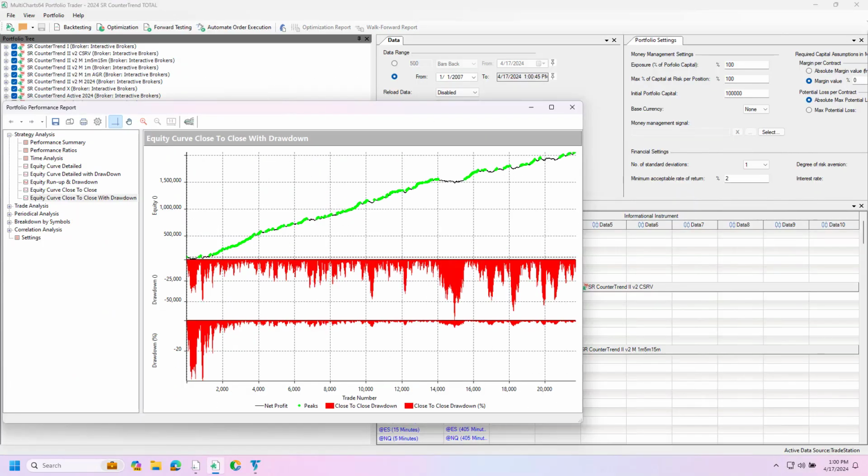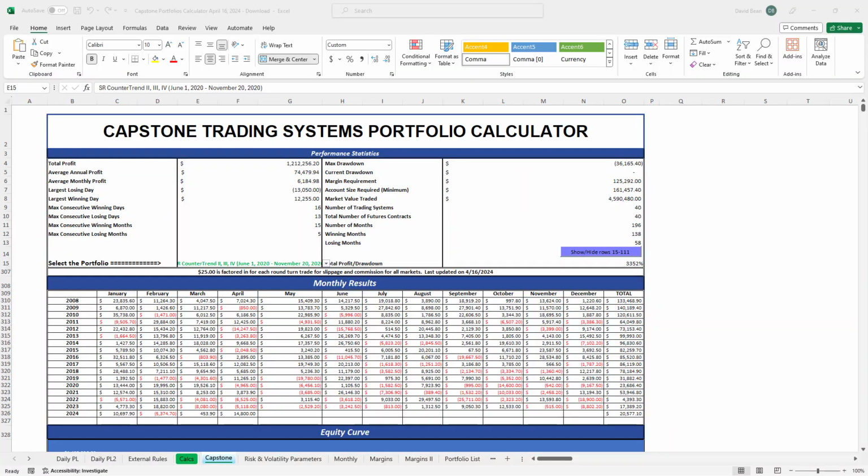Going over the SR CounterTrend trading systems, these are strategies that have the same exact parameters, same exact strategy on multiple markets at equity peaks in this portfolio, as well as some of the existing portfolios. I want to show you those results from the portfolio calculator. Then we're going to come back to Multicharts and look at the Multicharts Portfolio Trader. There's 8 different variations of this.